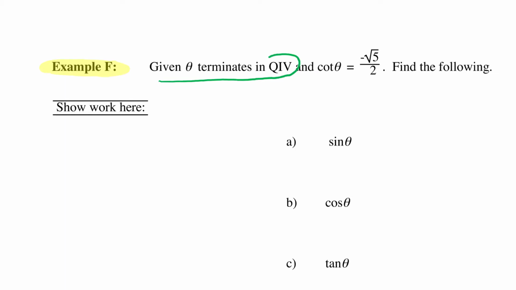Okay, so here's the toughest one of all. Theta terminates in quadrant 4. That gives us a piece of information right away. That means that we're dealing with a point where x is positive and y is negative. We're also told that the cotangent of theta is a very specific value, -√5 over 2.